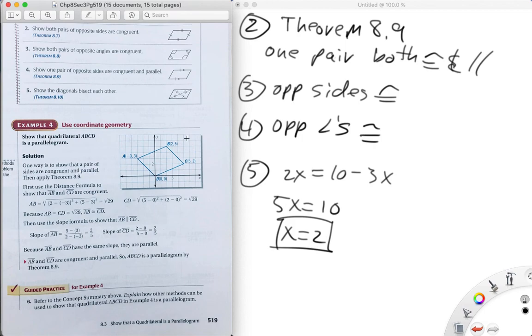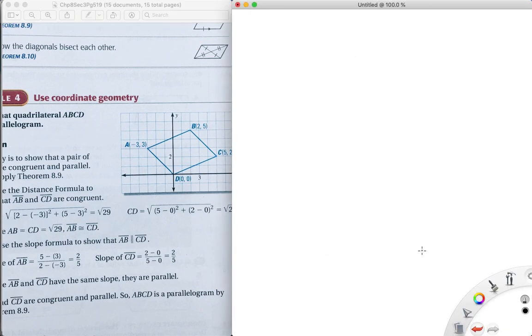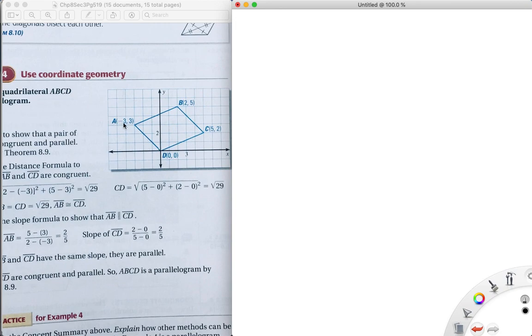Alright, so this section does a little bit of coordinate geometry where we can utilize all those different ways to prove they're parallelograms. In this example, they took a pair of opposite sides and proved that they were congruent by using the distance formula, and they proved that they were parallel by getting their slope. That's one way. So they used Theorem 8.9. We can use any of these theorems. They ask what other way you can do it. I'm not going to do the math, but we can use the distance formula. This is one way to do it.